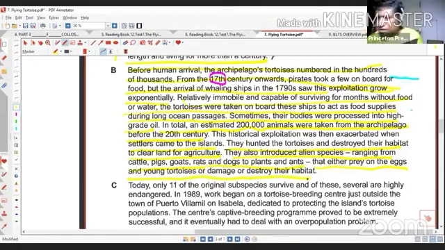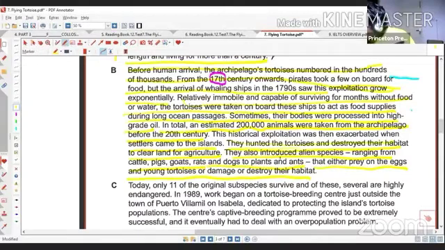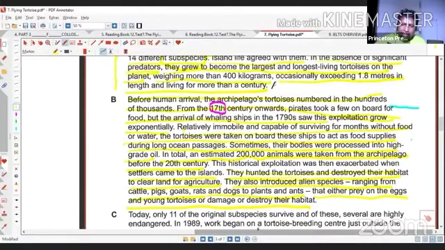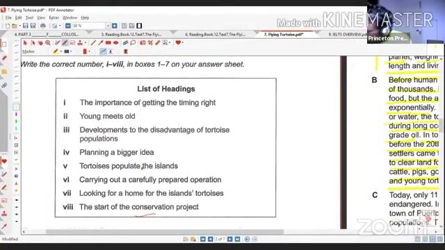So what did they talk about here? Can you tell me? So first they talked about how they have thousands of them, then the reasons why it decreased, and also what exploitations were there. So they hunted. Then what happened? And they're giving the reasons. So what could be the best heading? Anything with exploitation and how the number decreased. Which one could be the best one?